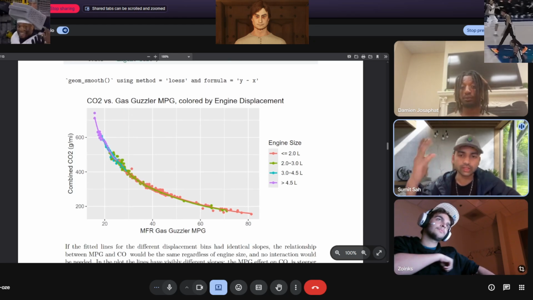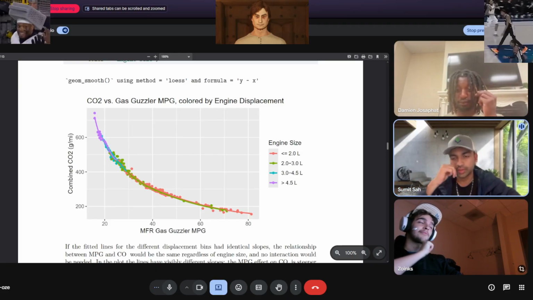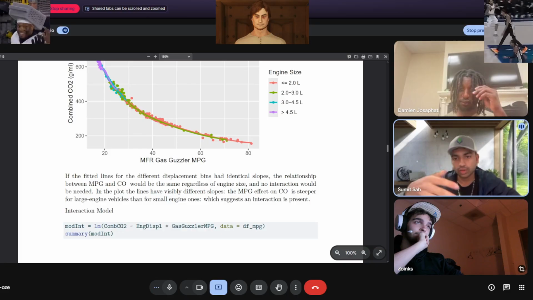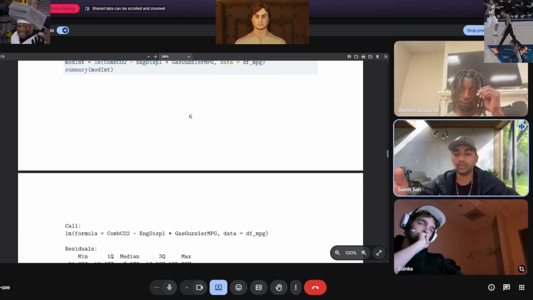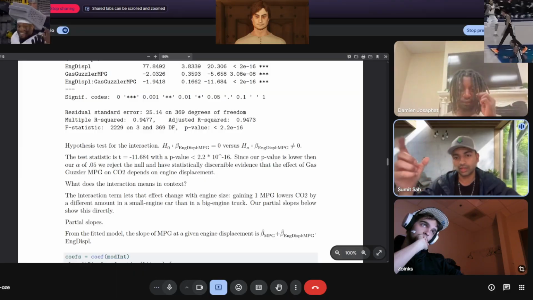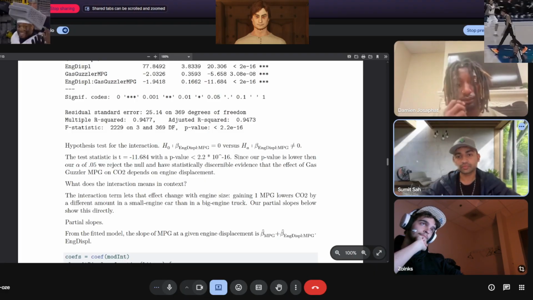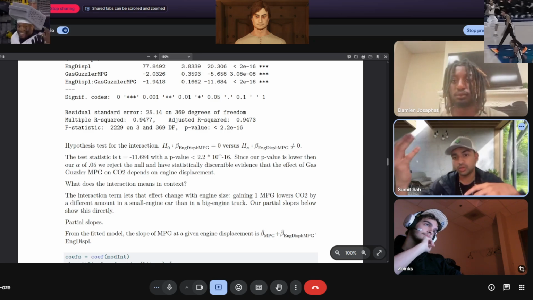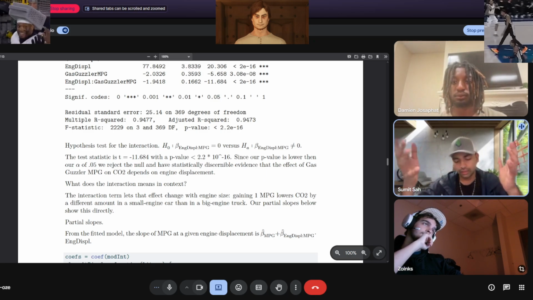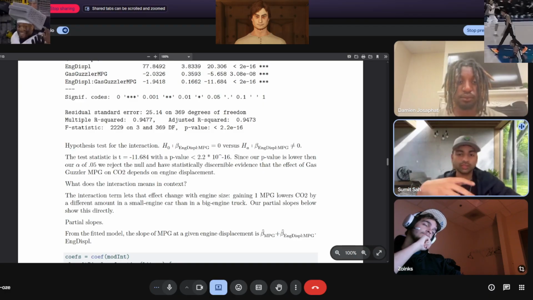If you see the part two scatter plot, the fitted lines have clearly different slopes. The miles per gallon effect on CO2 looks stronger in bigger engines compared to smaller engines. We fit the interaction model and tested the interaction term formally using the t-test. The t-test statistic comes out to be negative 11.68, and we get a p-value that is less than 2 times 10 to the power negative 16. Hence we reject the null, so we have discernible evidence to conclude that the interaction is real.